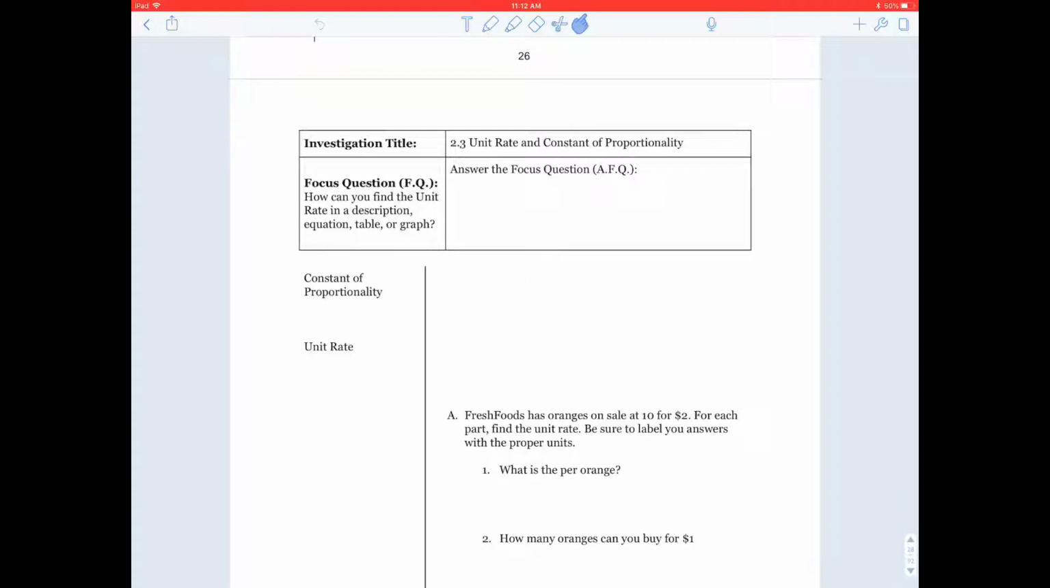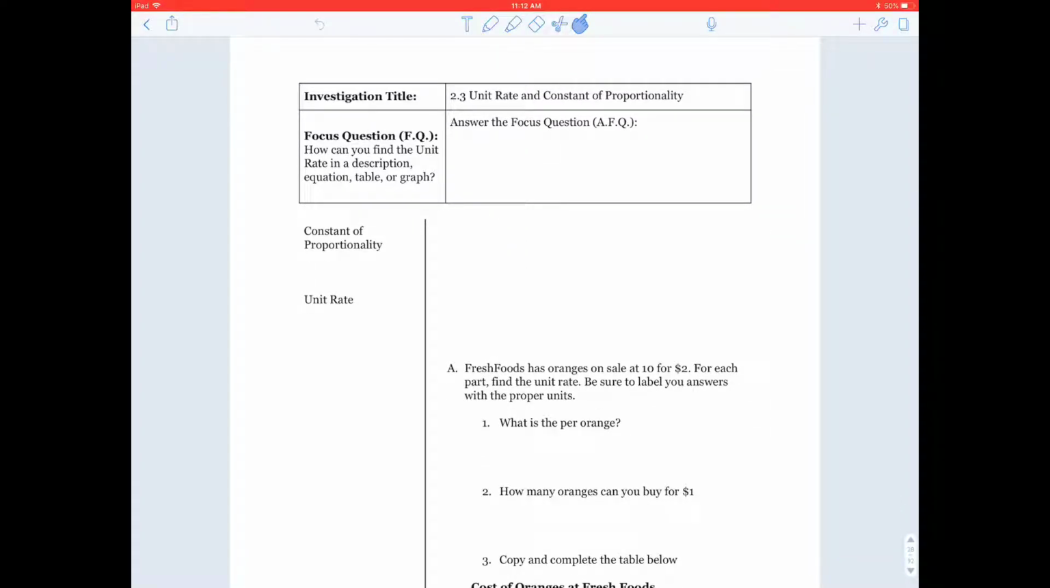That's beside the point. All right, so today we're going to take a look at lesson 2.3, unit rate and constant of proportionality. Our focus question is, how can you find the unit rate in a description, equation, table, or graph? So we're actually going to have some exposure to each of these types of situations. But first let's try and get some definitions going here.